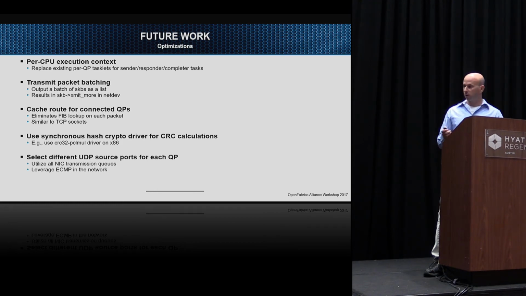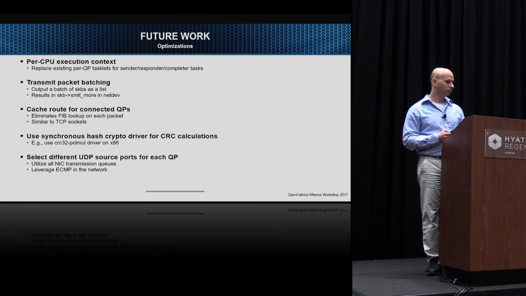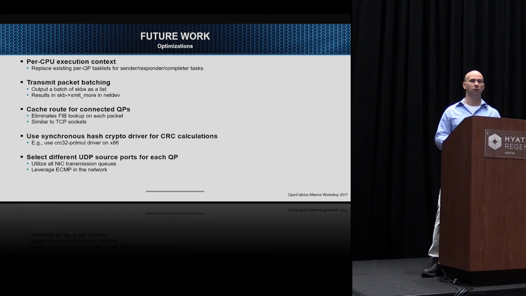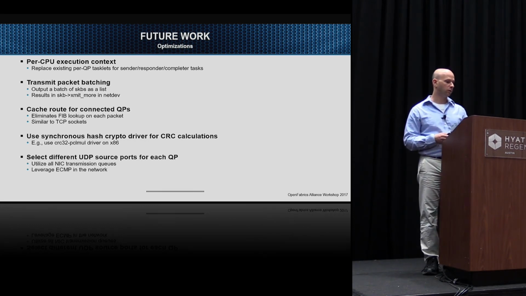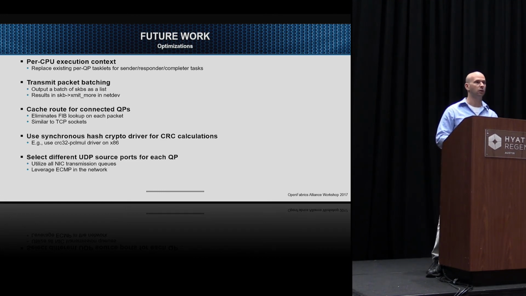Another optimization is that currently the RoCE driver calls a route lookup for every packet. So although there's a cache, it's still costly. One thing we can do, just like TCP, is cache the route, cache the destination entry, and eliminate that lookup for every packet. In terms of the CRC calculation, the current code uses standard instructions to do the CRC calculation.